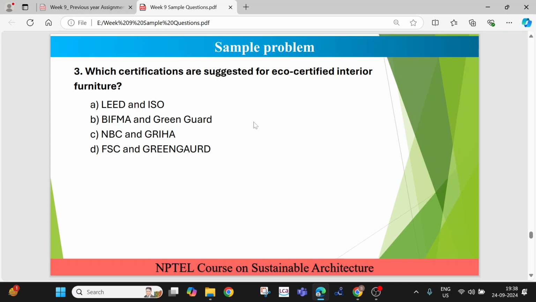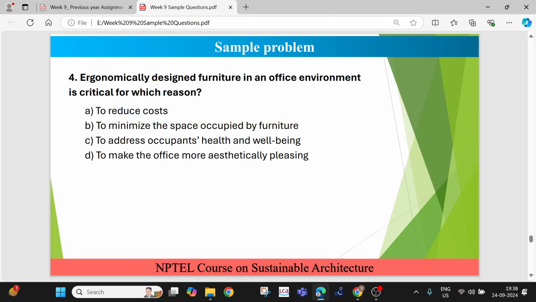It is BIFMA and Green Guard. Both of these certifications are important for the interior furniture to be eco certified. It should be sourced from the companies certified by the organizations that have been mentioned. Option B, that is BIFMA or Green Guard, ensures the furniture meets the environmental sustainability standards. And let's move to question number 4. Here is question number 4. Yeah, so this is a tricky question. Let's see how many of you are able to choose the correct answer.